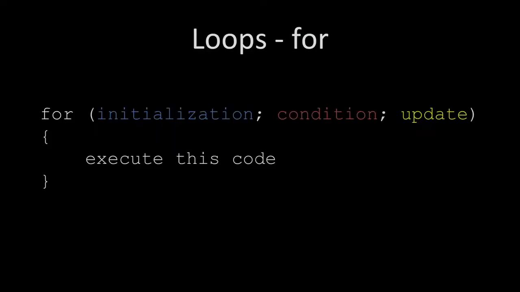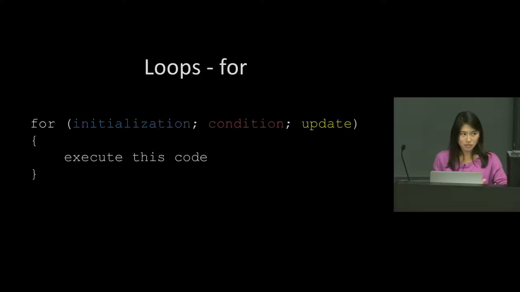Cool. So structure of a for loop. You guys have all seen this. You initialize it, you have some kind of condition. So for example, we might write for i equals 0, i is less than 10, and i plus plus. Very simple one that we've done.